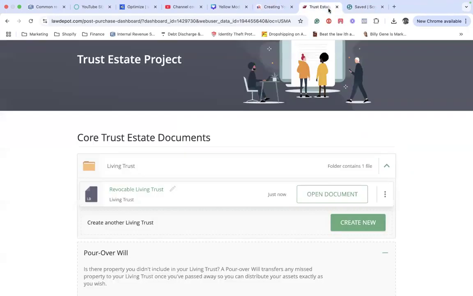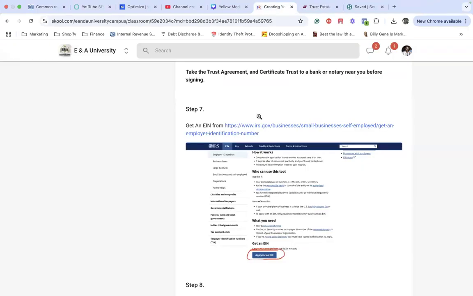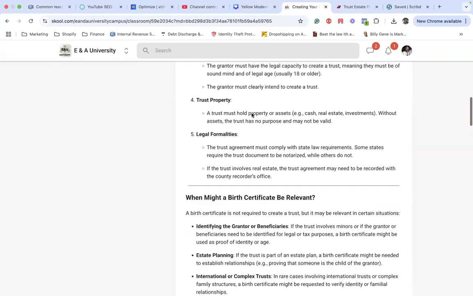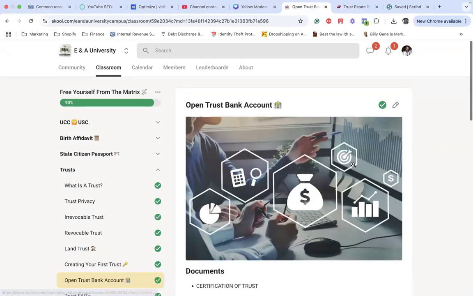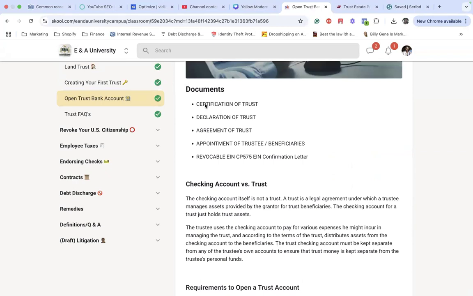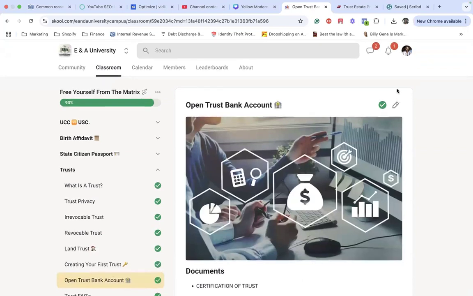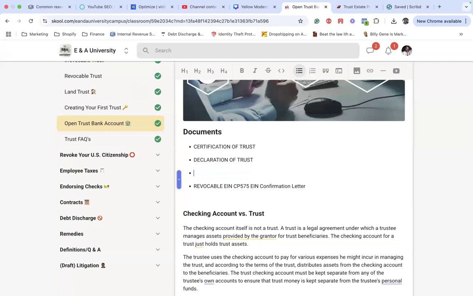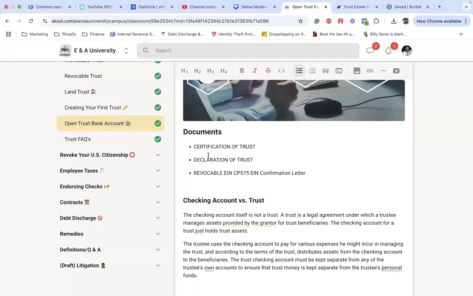Awesome. I wish I could have shown you guys the end of that, but unfortunately, no. But I've given you enough to get out and really run with this. The last step is opening up a trust bank account. You need a certificate of trust and a declaration of trust. I wouldn't say you need the agreement of trust. You really just need these. Let me change that so I don't confuse you, because all that stuff is in the certificate and declaration.